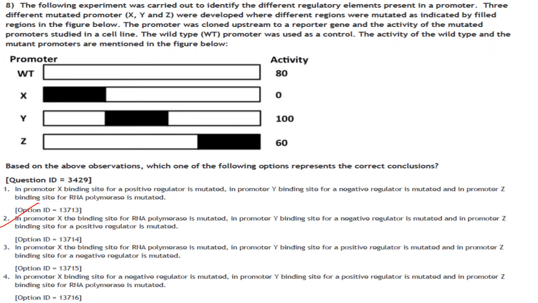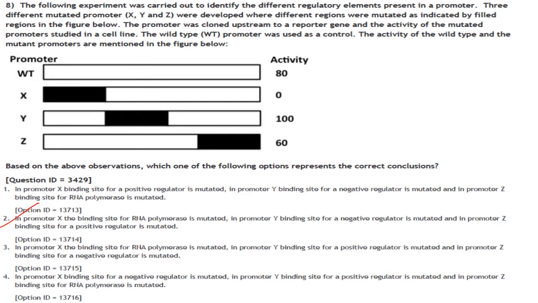Then next one. The following experiment was carried out to identify the different regulatory elements present in a promoter. 3 different mutated promoters X, Y and Z were developed where different regions were mutated as indicated by filled regions in the figure below. The promoter was cloned upstream to a reporter gene and the activity of the mutated promoter studied in a cell line. The wild type promoter was used as control. The activity of the wild type and the mutant promoters are mentioned in the figure below.